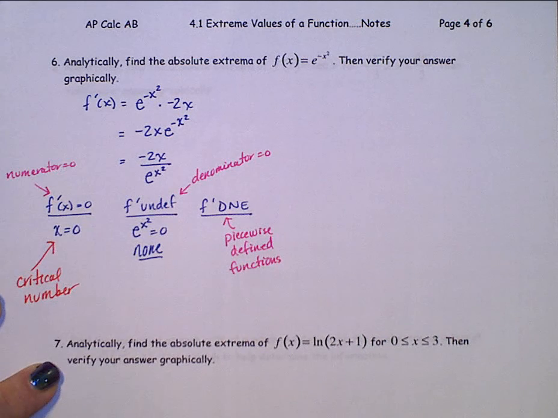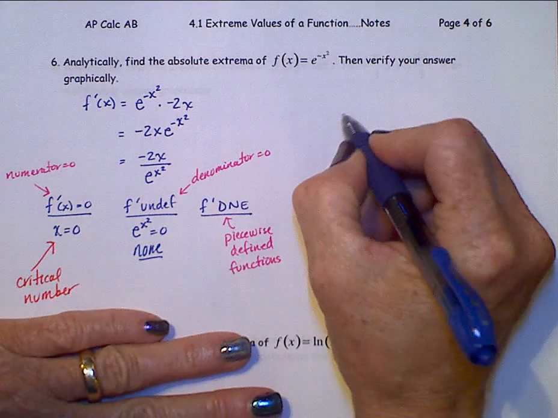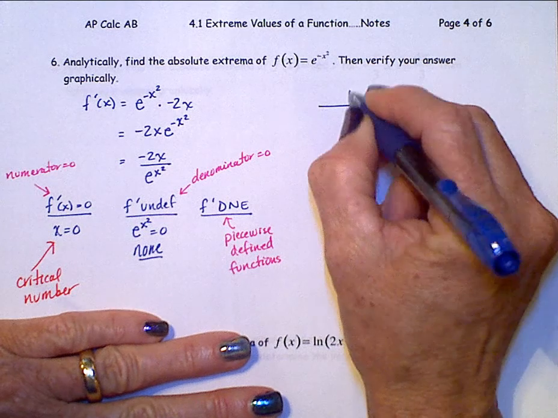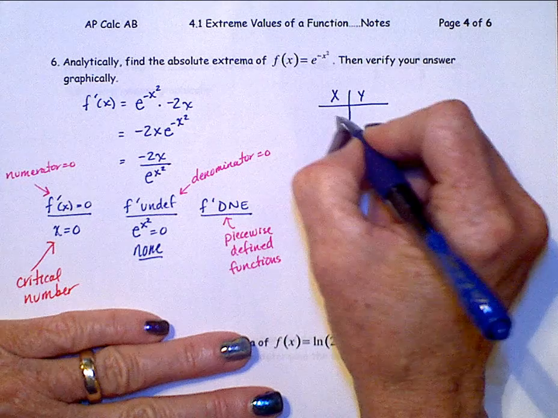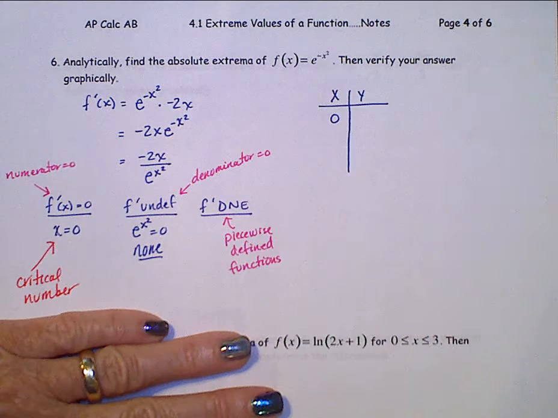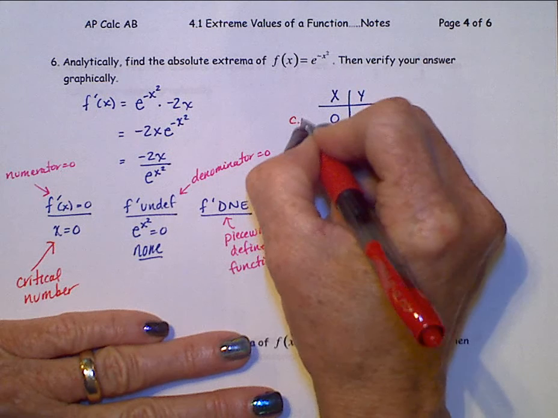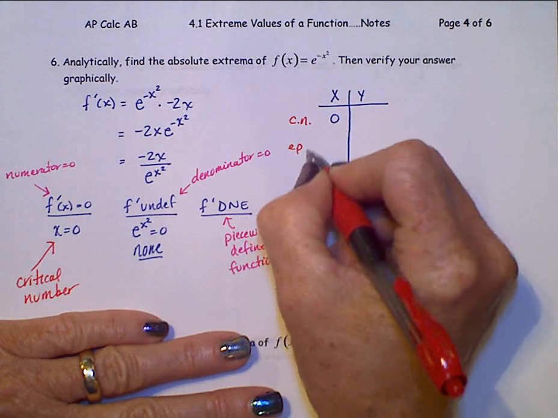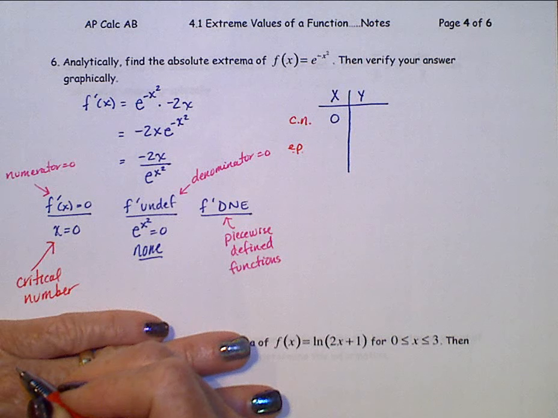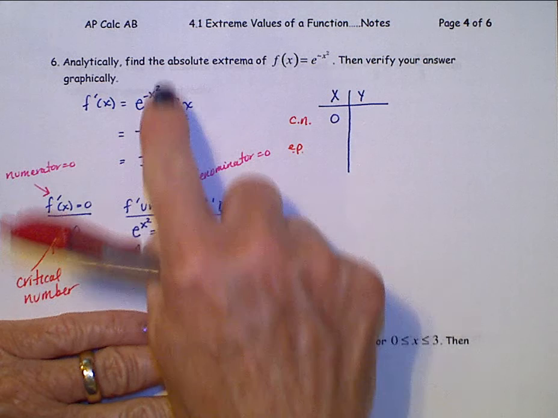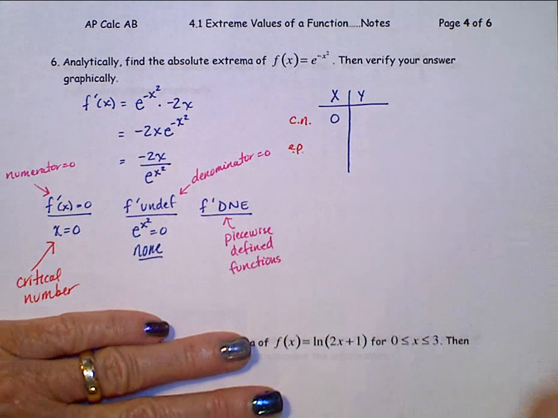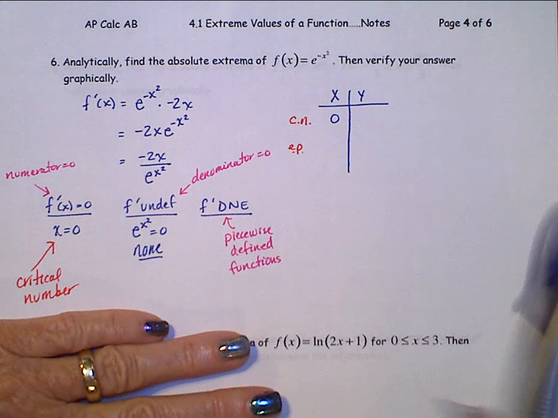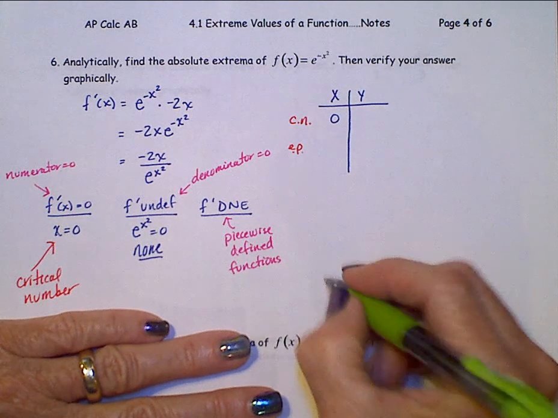And after we find our critical number, then we're going to go ahead and set up our t-chart with the critical number. And then we need to set up our endpoints. Oh, where's our endpoints on this one? There aren't any. Uh-oh. No, I'm kidding. I knew that. There aren't any endpoints here, so a couple of things are going on.